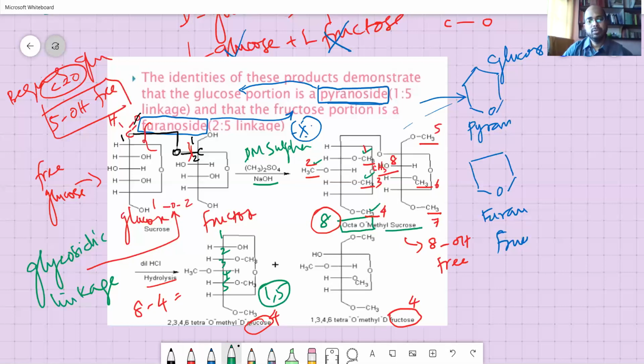1, 2, 3, 4, 5. That is 2, 3, 4, 5. Oh, okay. So this one is 2 is linked with 5. It is 2, 5 linkage. Okay. So 2, 5 linkage, 1, 5 linkage is internal. That is, we also call it as the intra. Intra அப்படின்னு நாங்க சொல்லுவோம். Okay.